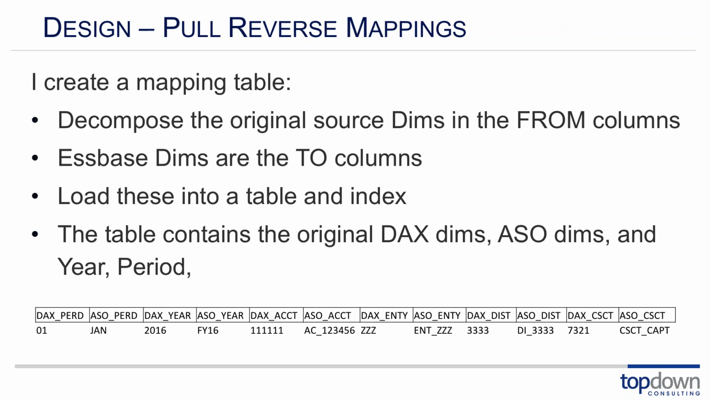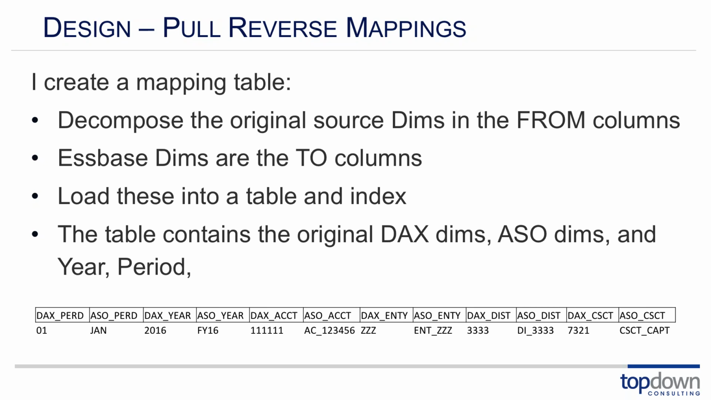The next thing I did was create a mapping table. What I'm doing now is pulling all of the original DAX dimensions, so they're the from, if you will, and then I'm pulling all the ASO dimensions, which are the to. By looking at that whole string, the complex key, the whole set of keys that are involved in mapping the from and to for all the dimensions, you make a unique set of keys. So I decompose the original source dimensions in the from, to make my job easier. I use that UD19, and then I load the Essbase dimensions in the to columns.